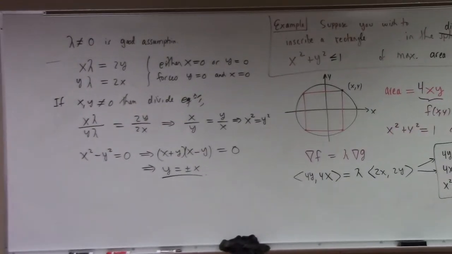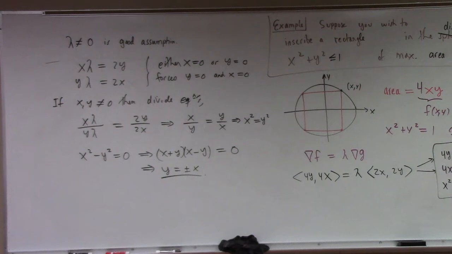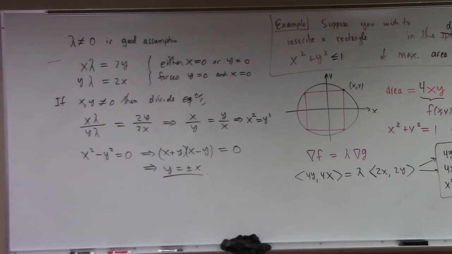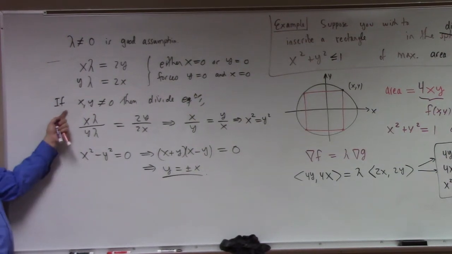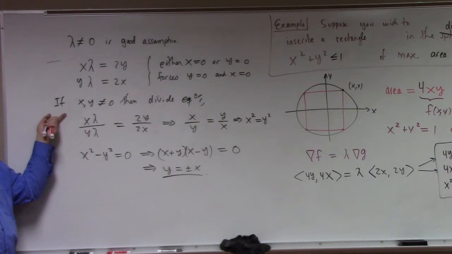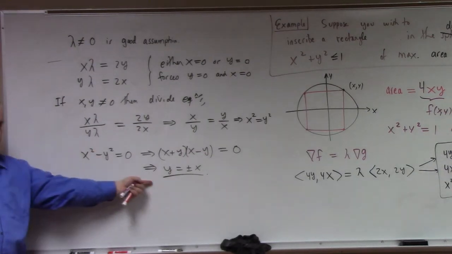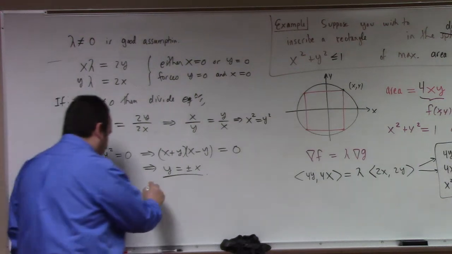Why? It's not on the constraint curve, right? x squared plus y squared has to be 1. The origin doesn't solve that. The origin's not on the unit circle. You know this. So this is actually not a limiting assumption. This is a reasonable assumption for the solution: x and y non-zero. And that gives us this, which then gives us what?